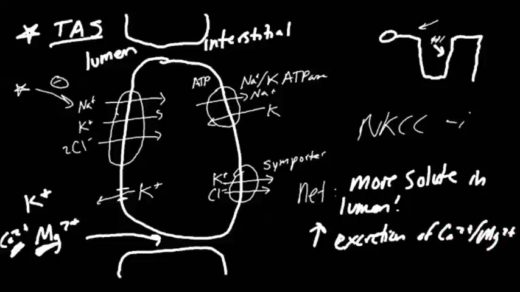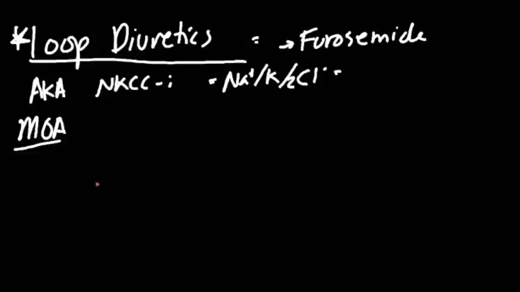Okay, so why do we use loop diuretics? What are some of the uses? Well, it's going to be a diuretic. I mean, it's in the name, diuretic. Everything that we're talking about is going to be used as a diuretic. However, you're going to use loop diuretics as a mainstay, not as a number one option in the United States at least.